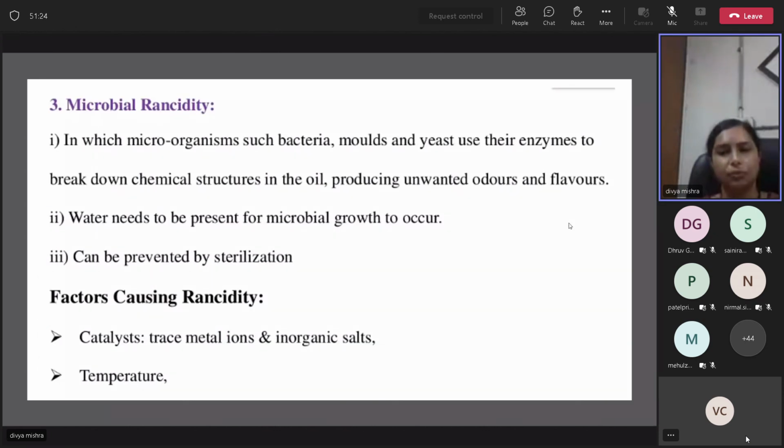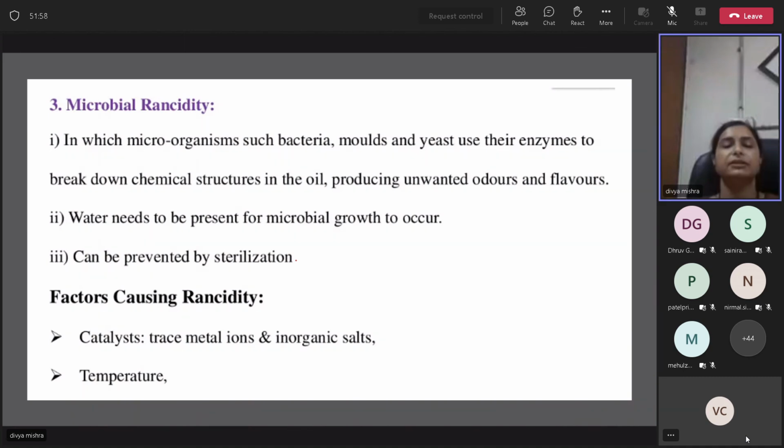Then we have microbial rancidity. Sometimes it may be caused directly due to microbial outgrowth, or it may be caused due to moisture. Bacteria, mold and yeast can use their enzymes to break down the ester of these glycerols, and they will produce unwanted odor and flavors. Moisture also promotes this type of microbial growth, but this can be prevented by sterilization.